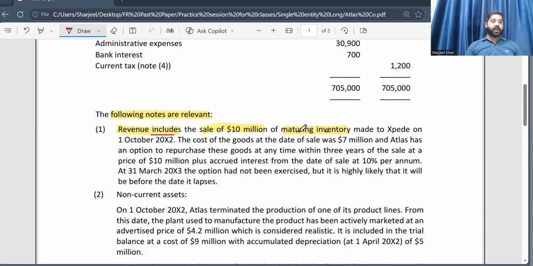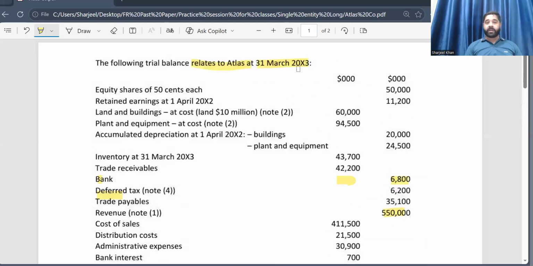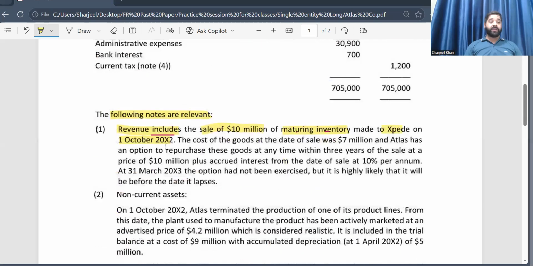So now the Atlas company included the sale of 10 million of maturing inventory in the revenue, which was made on 1st October 2002, the middle of the year. As the year end is 31st March, I already told you, the year starts on 1st April 2002, and the transaction occurred on 1st October 2002, after 6 months.